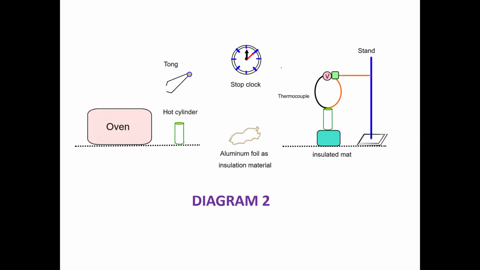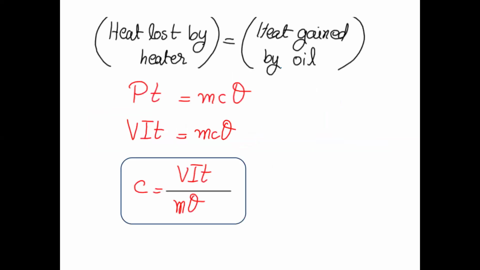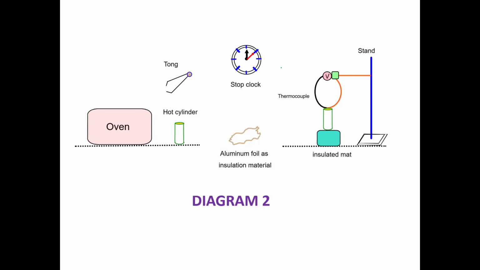Hassan, have you copied? Now I will bring my second diagram. I have an oven in which I am going to heat up the cylinder. Then I will use the tongs to take out the cylinder and put it for cooling on an insulated mat. I have aluminum foil, like when you get a barbecue delivery from a restaurant, or sometimes you use it at home. I'm using a thermocouple to monitor the temperature and I have a stand. Now you have to copy diagram number 2.